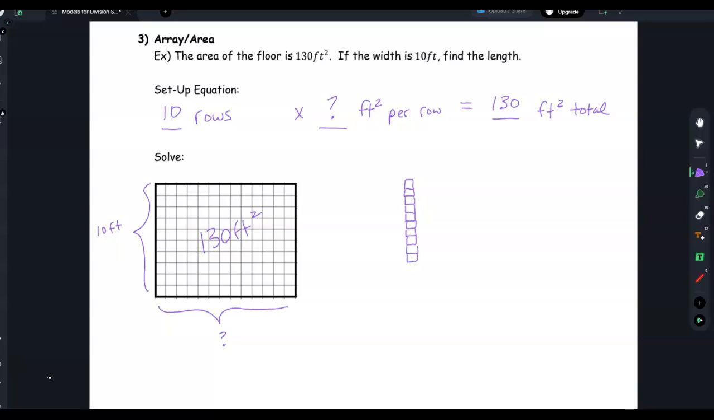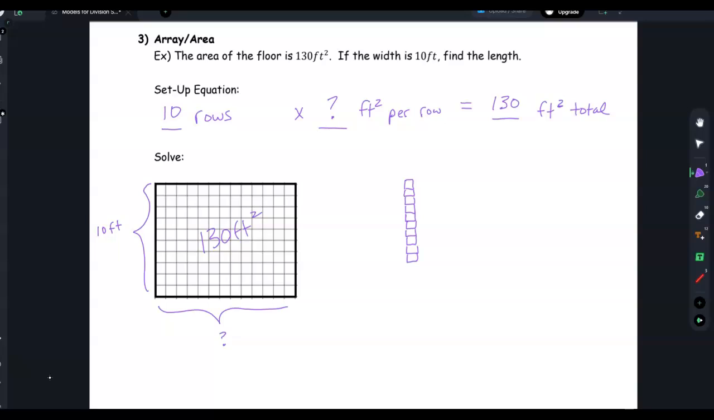If I'm doing this with a student, this is where I would start. We know there's 10 rows, so let me go ahead and have 10 squares going down. And then I just need to figure out how long to make each of these rows. I don't know how many squares to put in each row, so I would just start counting.